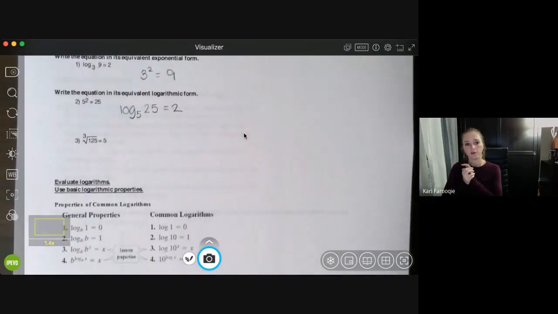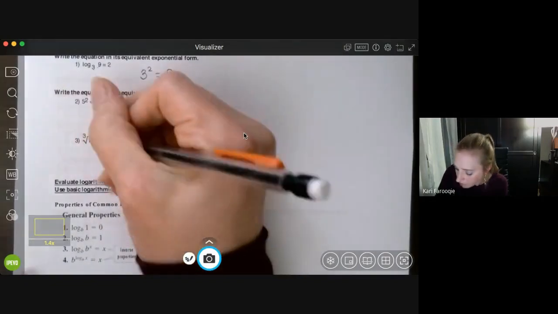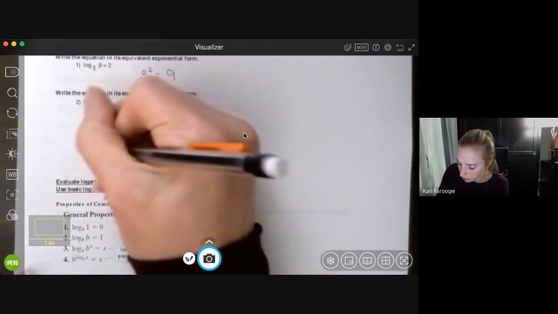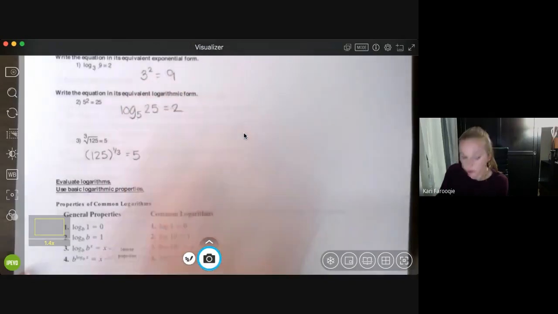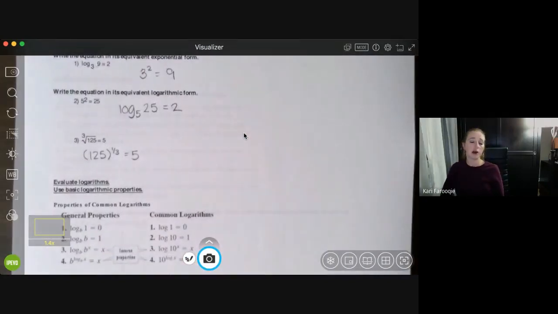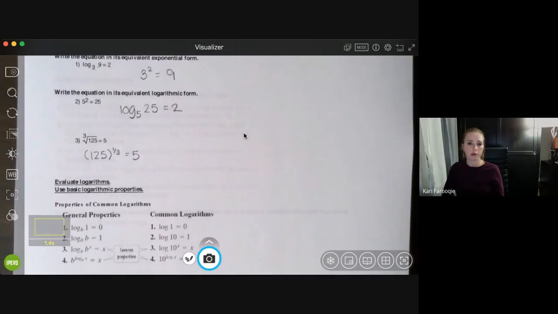Number 3, we have the cube root of 125 equals 5. This one doesn't appear that it has an exponent. It has a radical. You're going to have to rewrite this in order to write it in log notation. So instead of writing the cube root of 125, you're going to rewrite this as 125 to the 1/3 power. Now, if it's been a while since you've rewritten your radicals with rational exponents, you need to refamiliarize yourself. A cube root is a 1/3 power. A square root is a 1/2 power. So on and so forth.